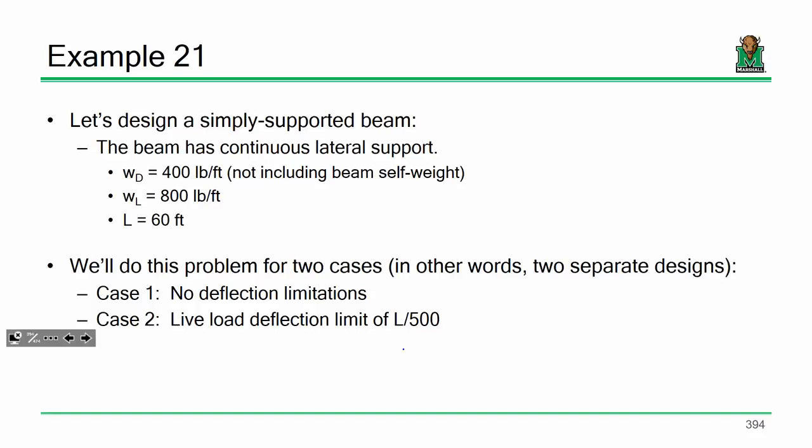So we're going to do this problem for two cases. You can sort of treat this as if we're doing two problems, like a 21A and a 21B. We're doing two different design problems. In one design problem, we're not going to consider any deflection limits, and in the other one, we are. Sound good?